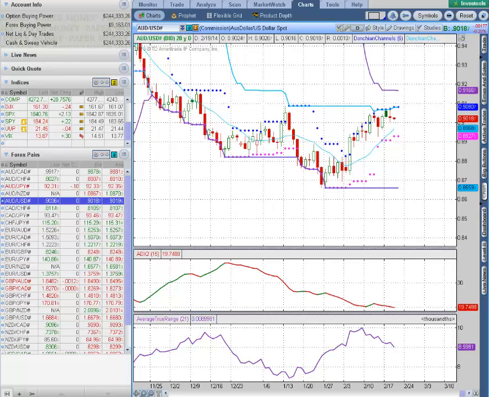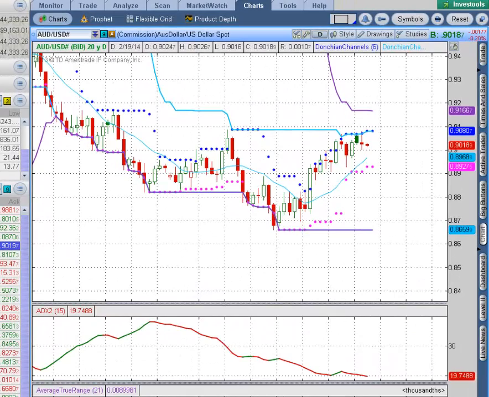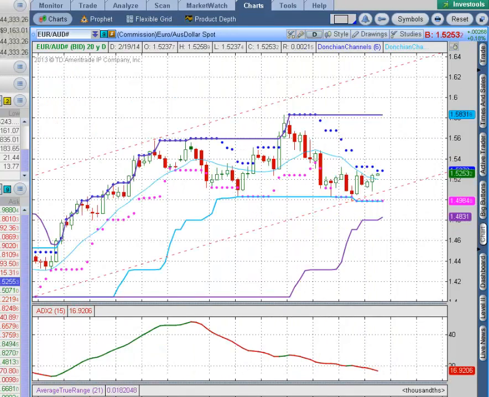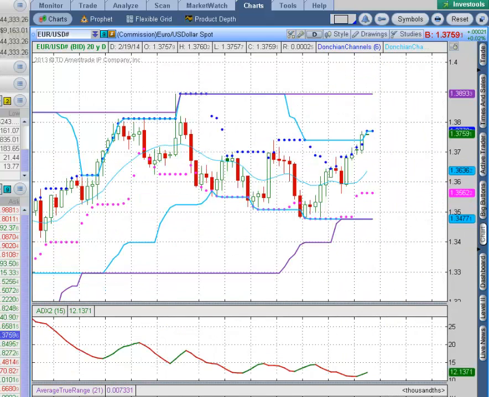Here's the Aussie US dollar. It continues to move in a sideways direction. Here's the Euro Aussie dollar. It's in a medium-term uptrend channel, and it appears it may be bouncing off the bottom of the channel. Here's the Euro US dollar. Price continues to move in this sideways channel.